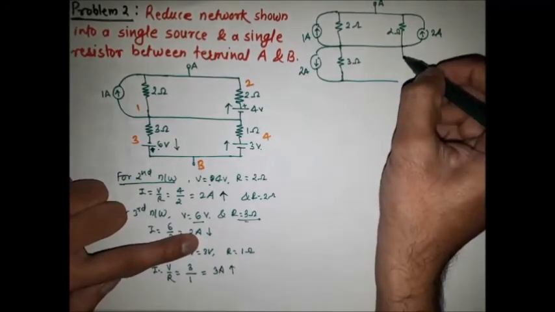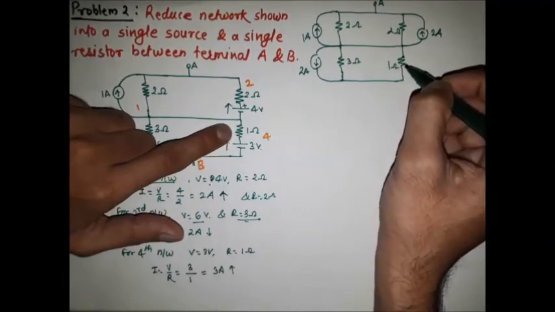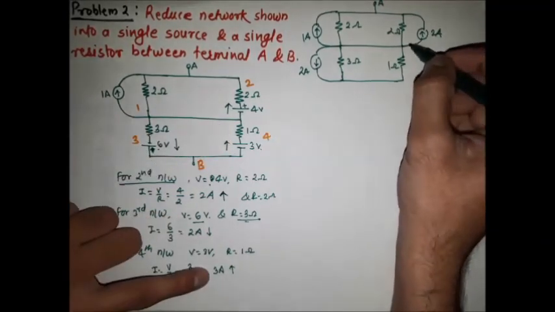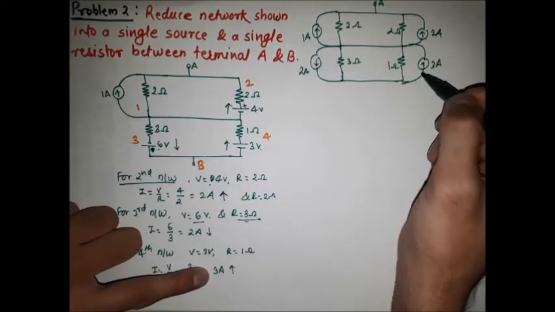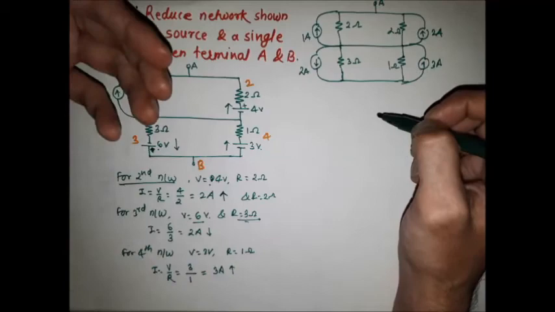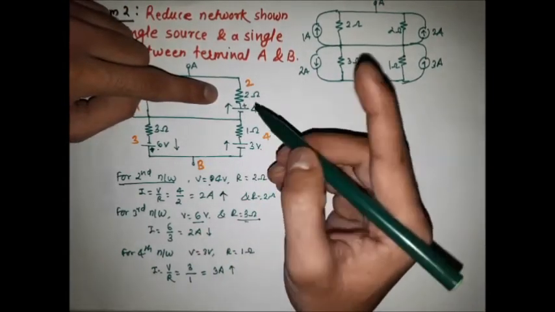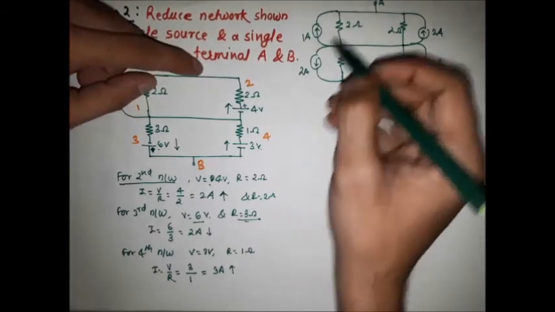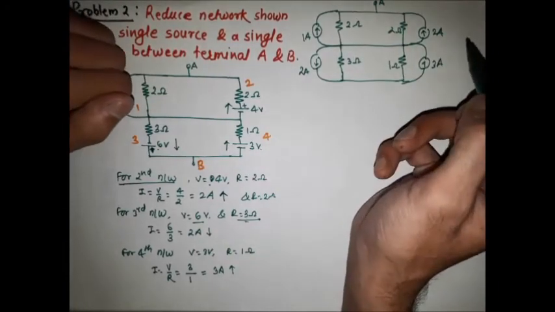Then for this network the resistance is 1 ohm, it is not changed, and the current is 3 ampere. So simply like this, current is 3 ampere. Always remember that we are converting the series combination of voltage and resistance into the parallel combination of current and the resistance, or the parallel combination of current and resistance into the series combination of voltage and the resistance.